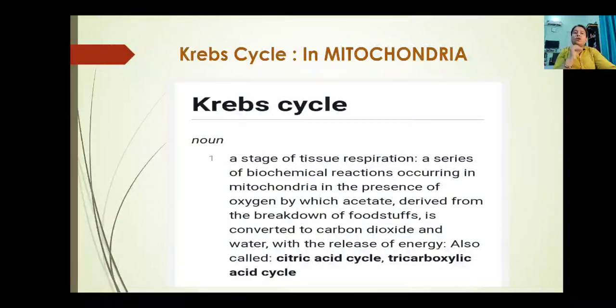It is also called the citric acid cycle or tricarboxylic acid cycle. My dear children, these are optional terms. You need not go deep into it. Just understand what the Krebs cycle is, that's it. And where does it take place? It is also called the citric acid cycle, since the scientist Krebs proposed this. So after his name only, the Krebs cycle was named. So this is what the Krebs cycle is.